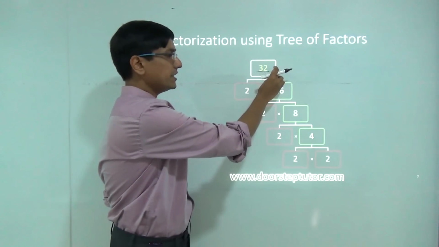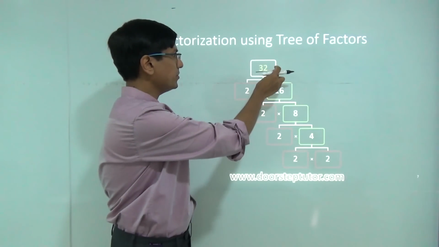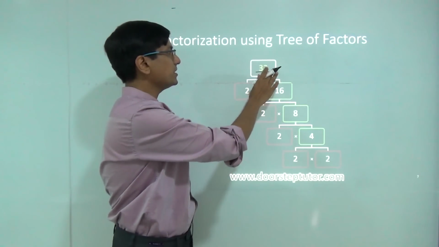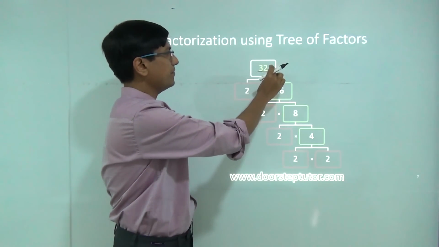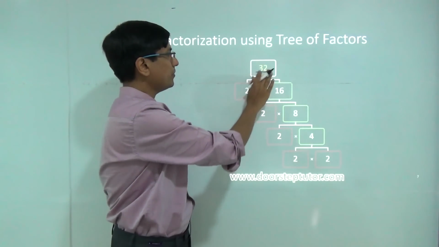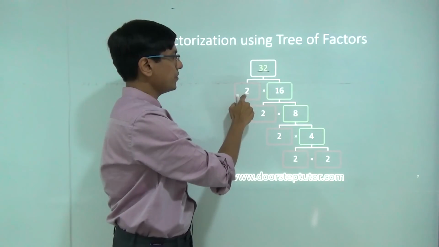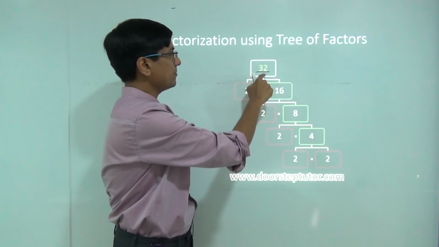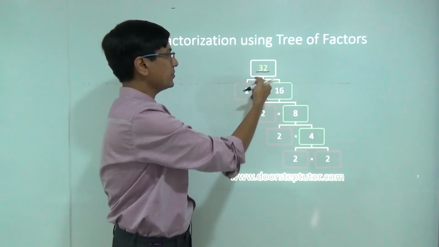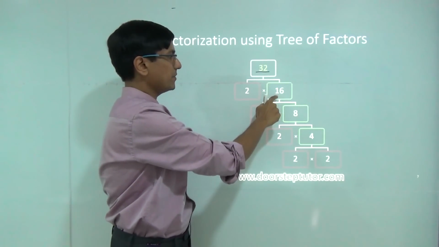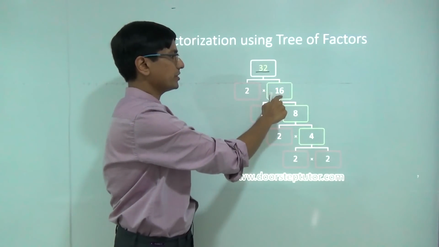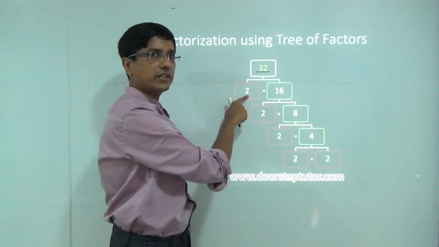Because 32 is even, 2 would always divide an even number. So 2 would definitely divide 32. The first number that I write here is 2, and the remainder, basically whatever is left after 32 is divided by 2, I write here. So 32 can be written as 2 into 16. So 16 is written here, 2 is written here.